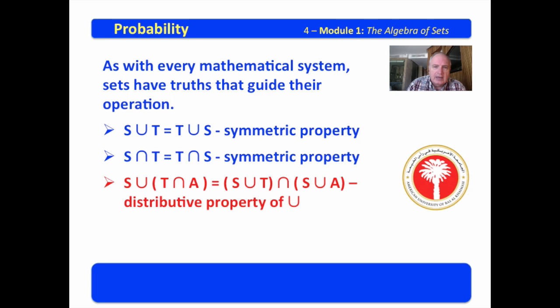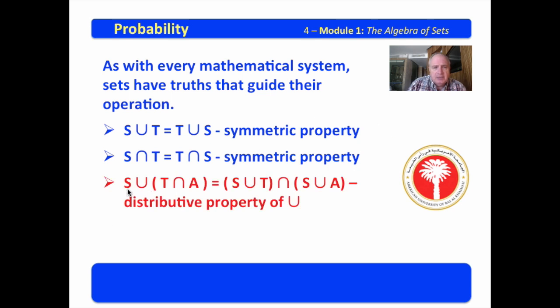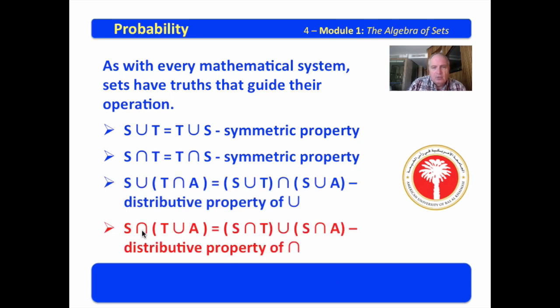Now, we also have what I call a distributive property of union, and we have a distributive property of intersection. Let's examine that just a minute. S union, the intersection of T and A. We would do the intersection of T and A first in this, then union it with S. S union, the intersection of T and A, is S union T intersected with S union A. And we have a similar distributive property for intersection. S intersected with the union of T and A is S intersect T unioned with S intersect A.